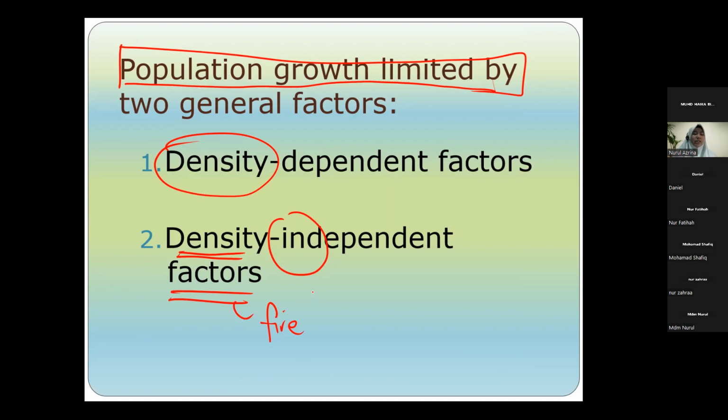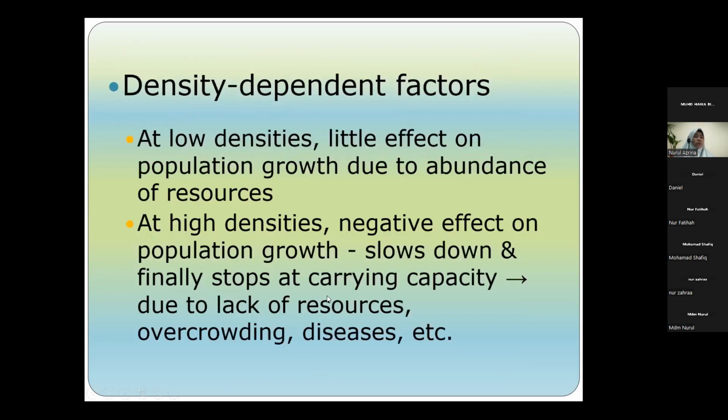Faham? Right? So, now let's go to density dependent factors. Explanation. At low density of a population, there is a little effect on the population growth because there are still abundance of resources. But as density of a population becomes higher, negative effect can be shown, right? Where the population growth will slow down and stop at carrying capacity. These are due to limited resources, overcrowding, disease spread, and etc.